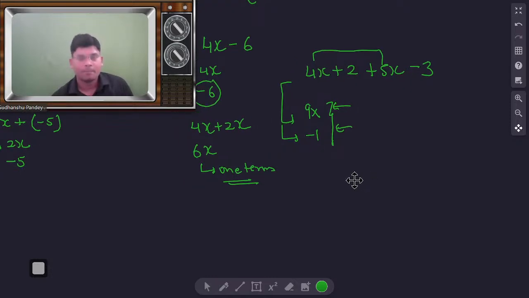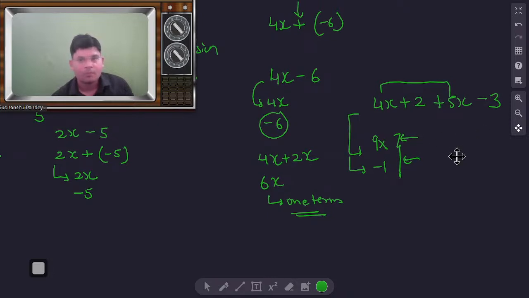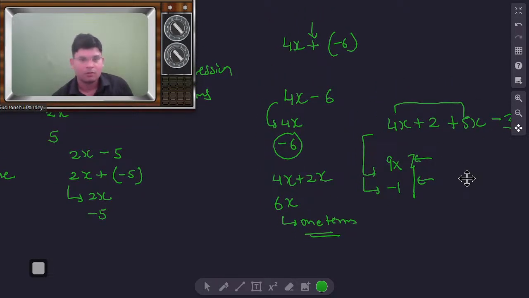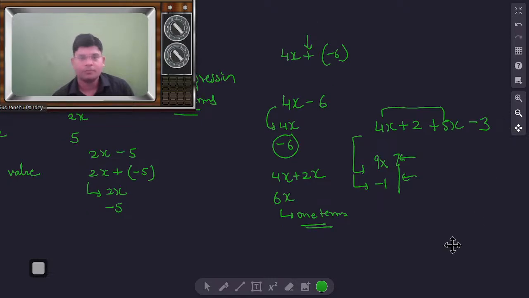Sir, can you just show that part where it's written 2x plus 5? Yes, sir, that part. Wait for 1 minute. Okay. Is it visible to you? Yes, sir, I wrote it. Okay.